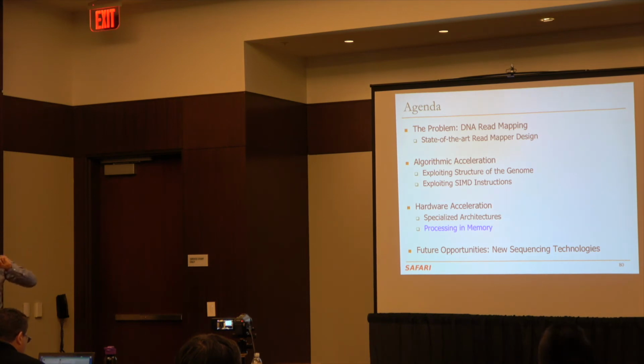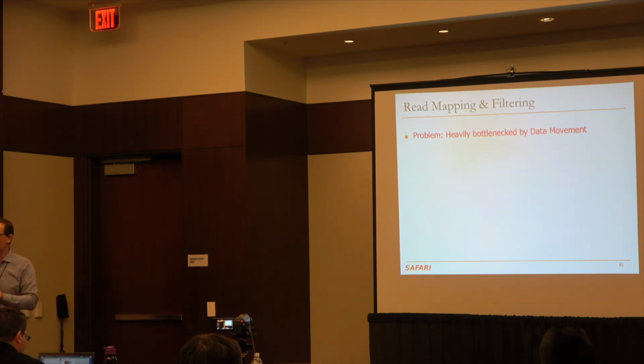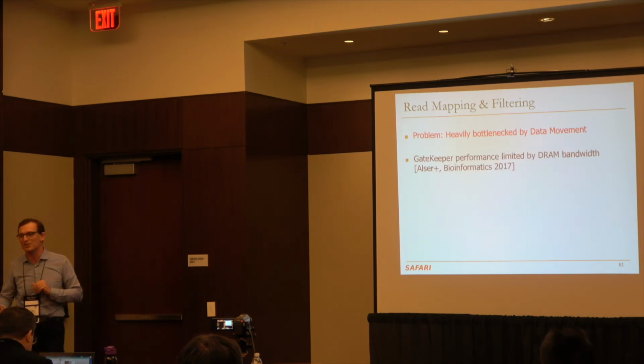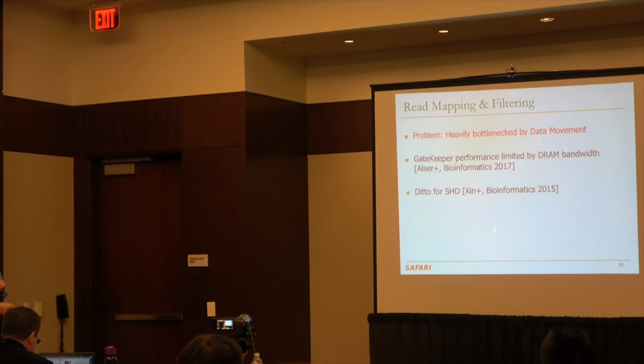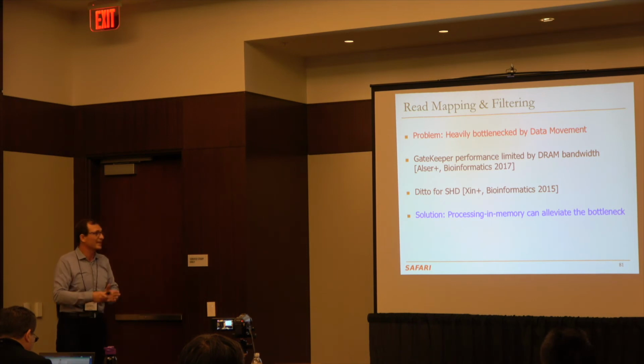Okay, let me get to the latest part of the talk. So what is the problem? All of these algorithms are heavily bottlenecked by data movement, especially if you optimize them. So we see this in GateKeeper. FPGA performance is limited by DRAM bandwidth. That's true for shifted Hamming distance. That's also limited by DRAM. So we've been examining processing-in-memory solutions to alleviate this bottleneck.